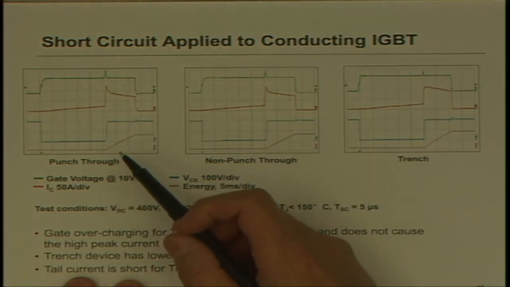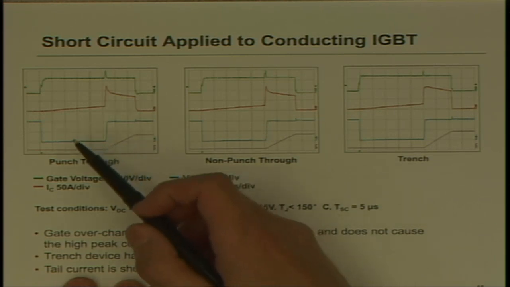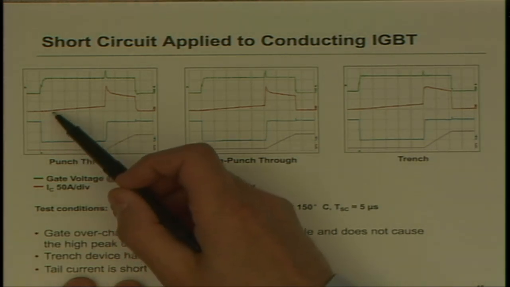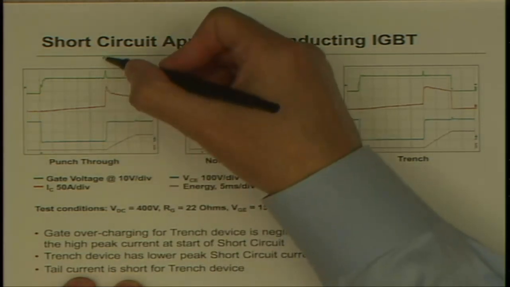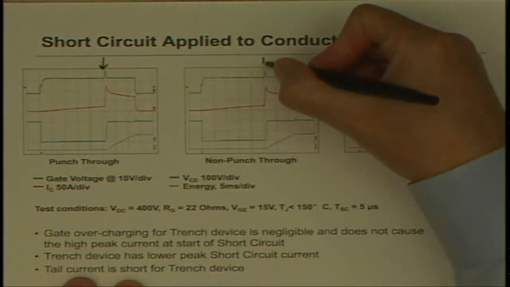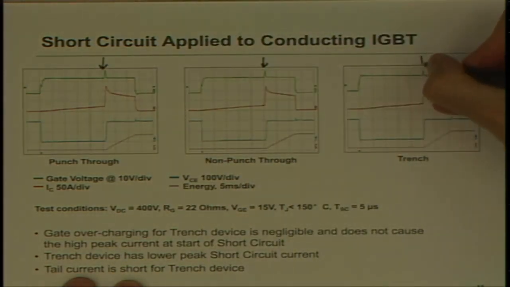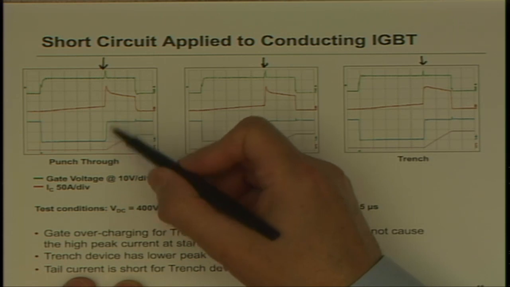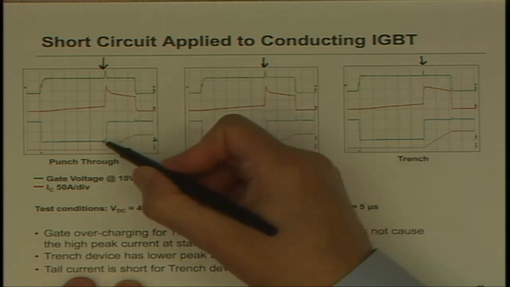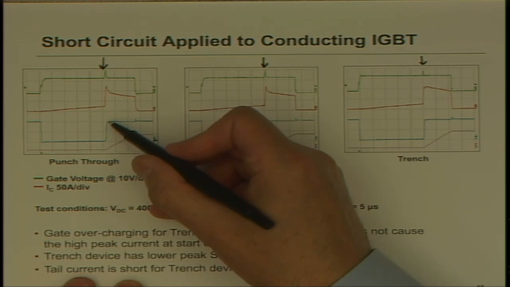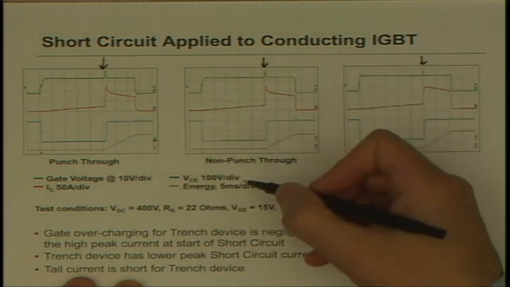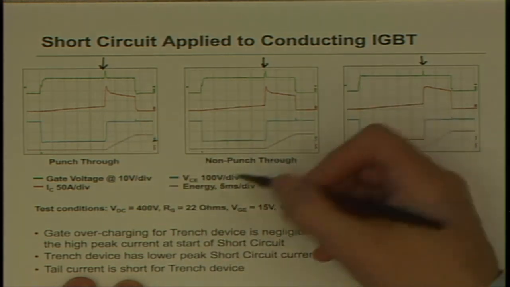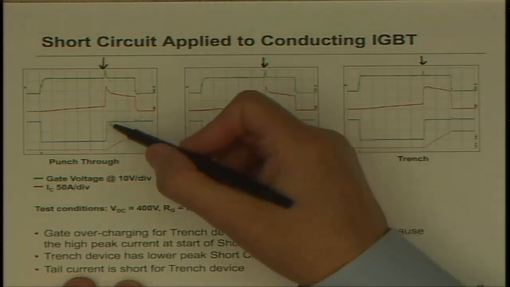So one interesting thing that happens is, you turn the device on, and at this point we apply the short circuit, right? In each of these examples, when the short circuit is applied, the VCE goes from nearly zero here, this is ground, up to full bus voltage, in this case 400 volts. This is 100 volts per division, okay, 200 volts.